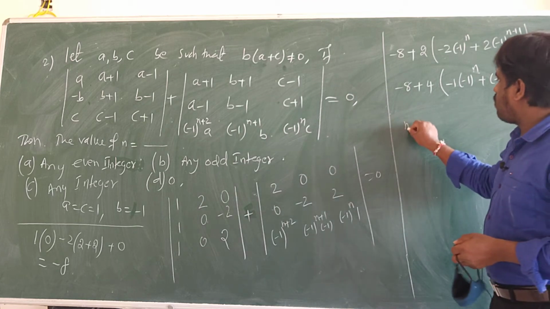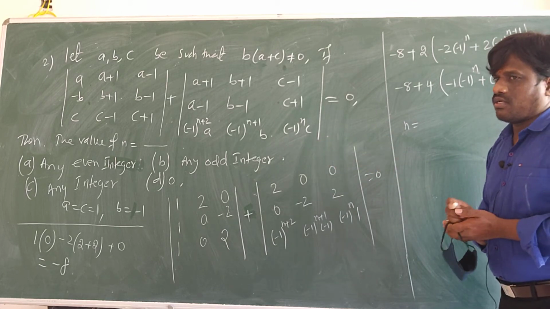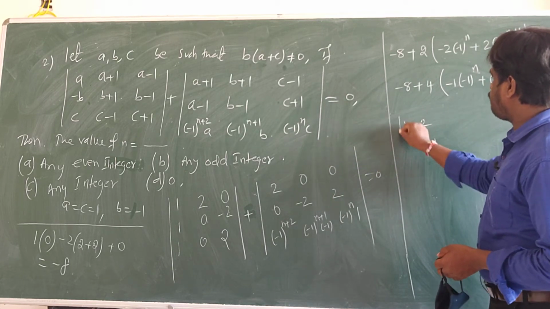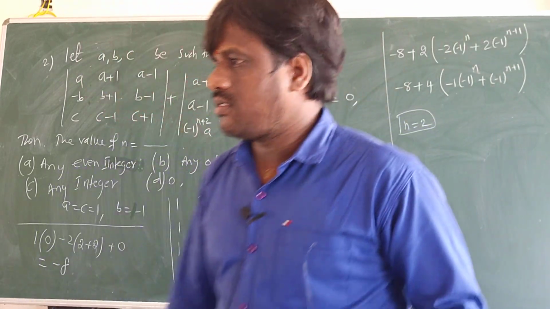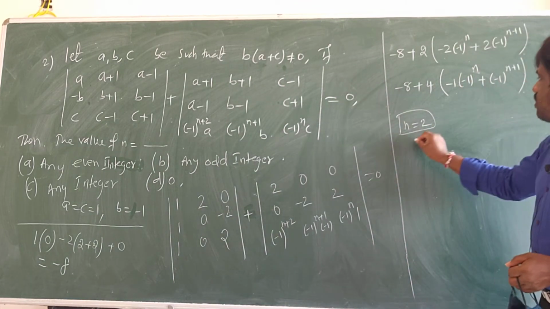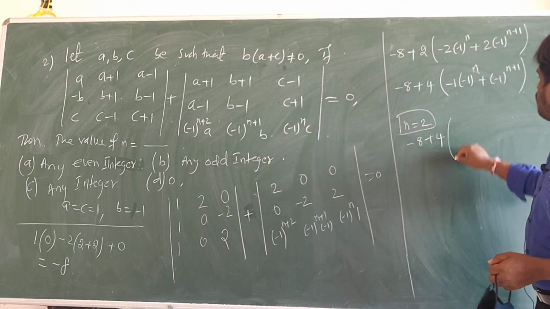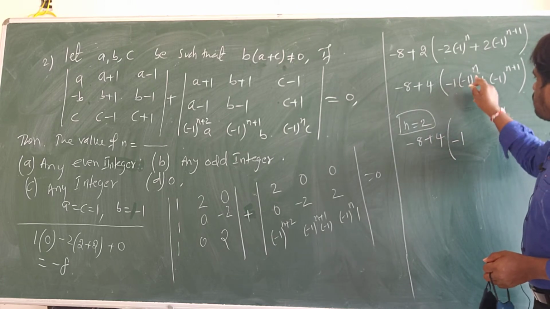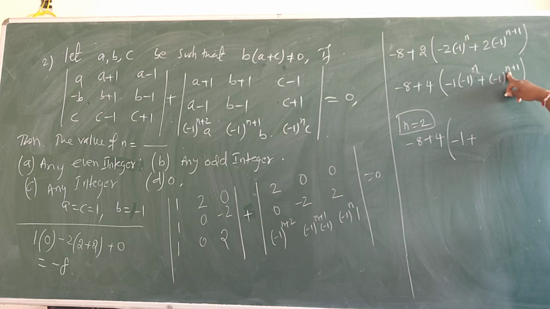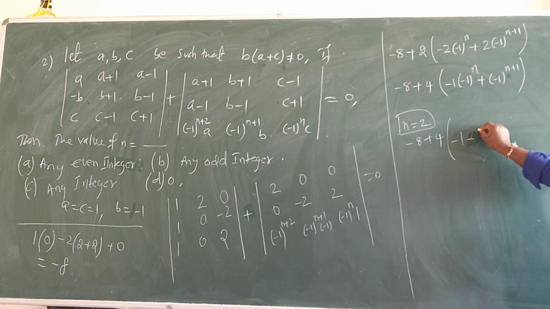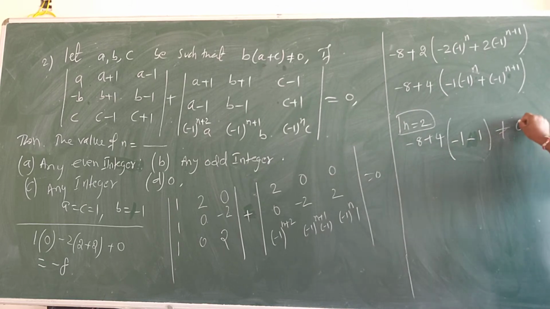If I take n is equal to even, first option. Even number means let us take 2. If I take 2, what am I going to get here? Minus 8 plus 4. This minus 1 into, this you get positive. Plus, this you get negative, cube means negative. So this is not going to give 0. So even is not possible.